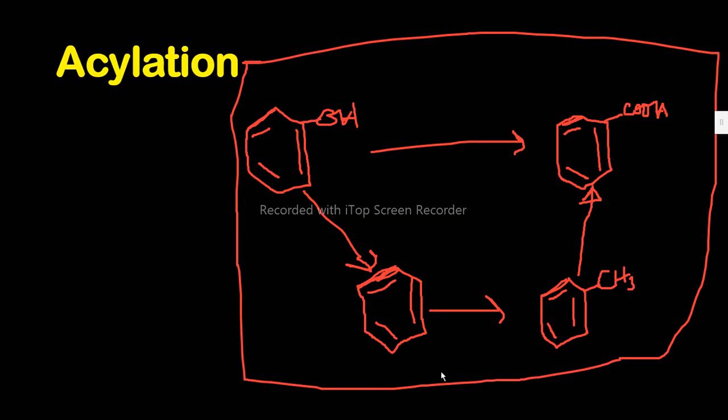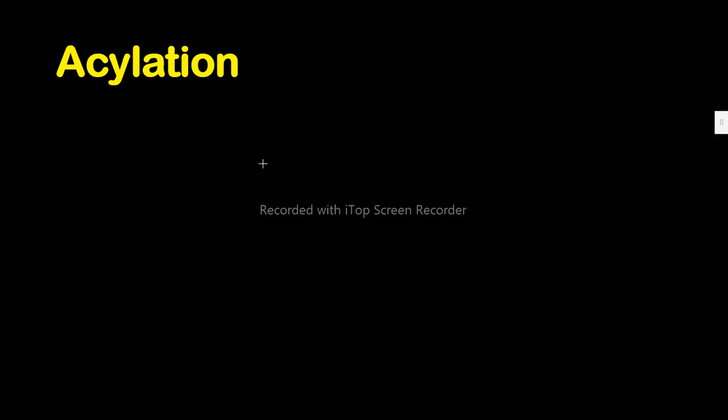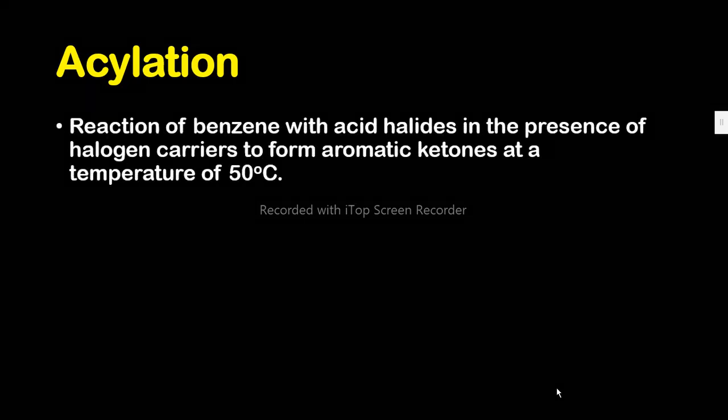Okay, brilliant. Somebody in the chat box asked what acylation is. Acylation is simply the addition of an acyl group to a compound to form an aromatic ketone. An aromatic ketone, you're going to see.